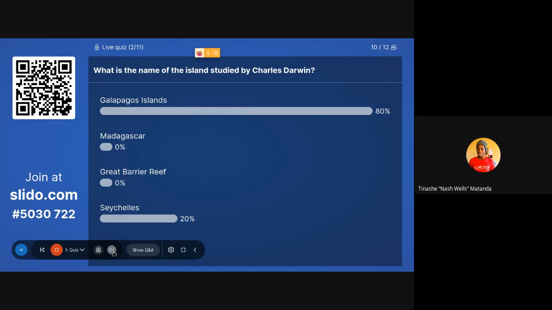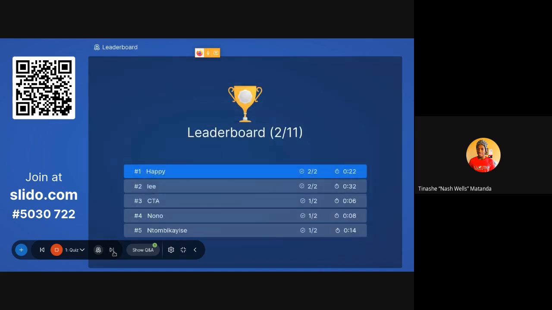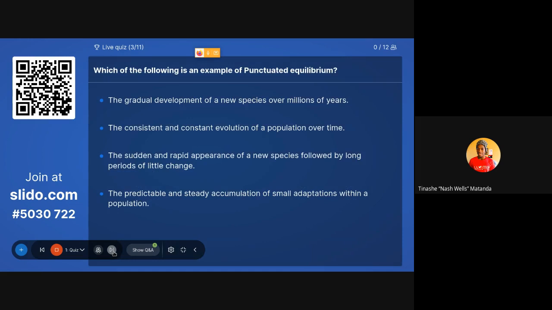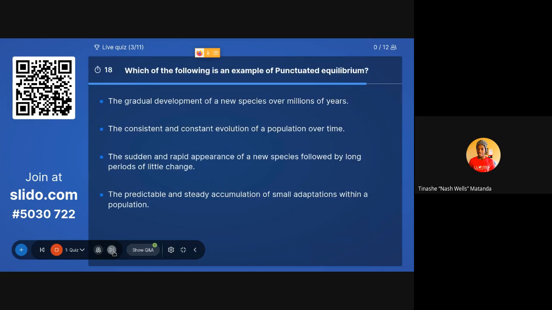And loading the results. 80% say Galapagos Island, 0% said Madagascar, 0% say the Great Barrier Reef, and there's this 20% that says the Seychelles, whatever that is. I don't know why they said that. And the correct answer to that is the Galapagos Island. Now the leaderboard has Happy still on 1st place, followed by Lee, and then there is CTA, no, and I honestly don't know what that is. Whatever.